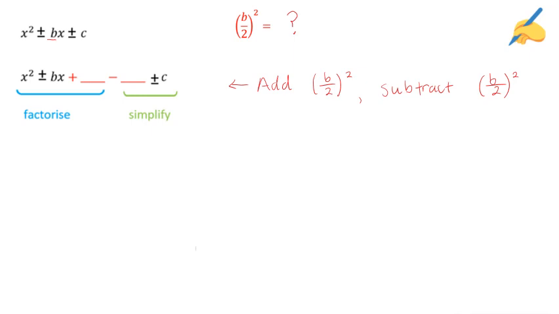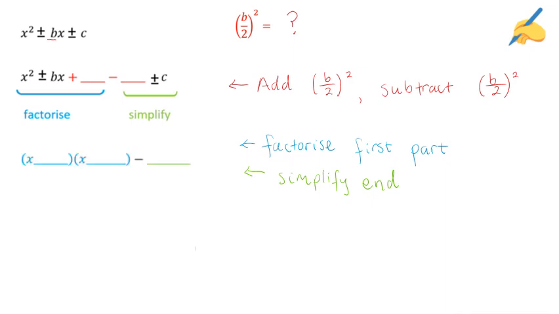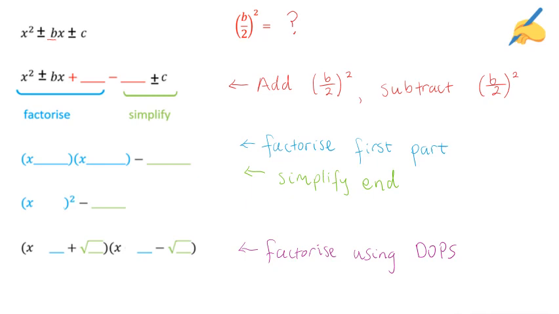Next, we factorise the first part of the expression and simplify the end. So when factorised, it will be two brackets that should be the exact same, and simplifying the end, we're just adding or taking away the numbers at the end. Then, because the brackets should be the same, we can rewrite it out like this. And the last step is to factorise using dots that will look something like this.